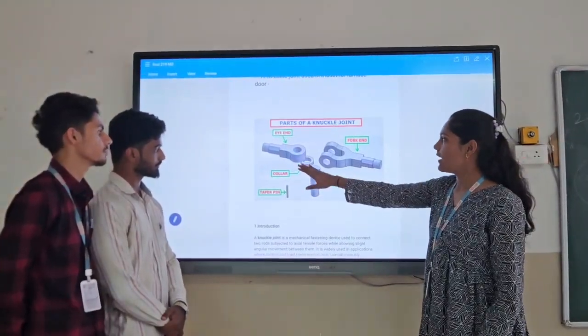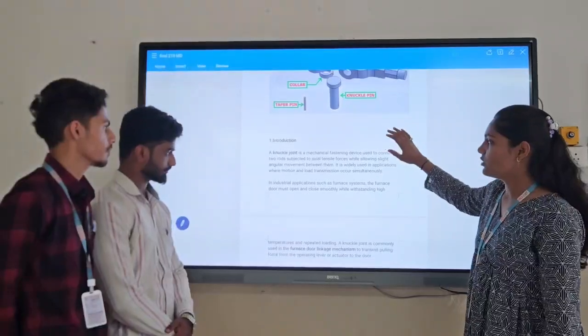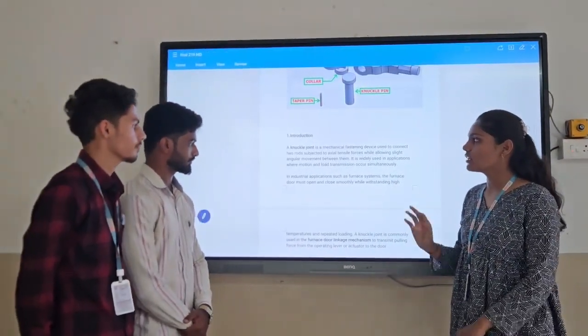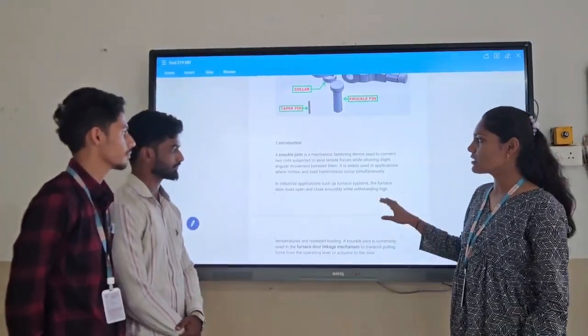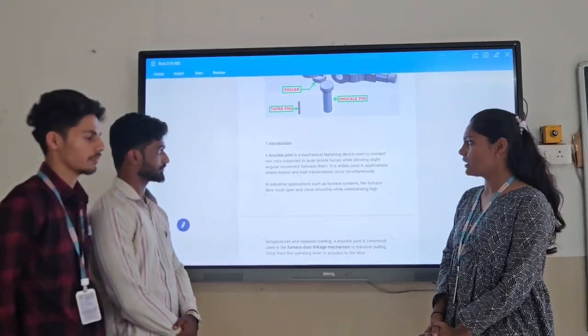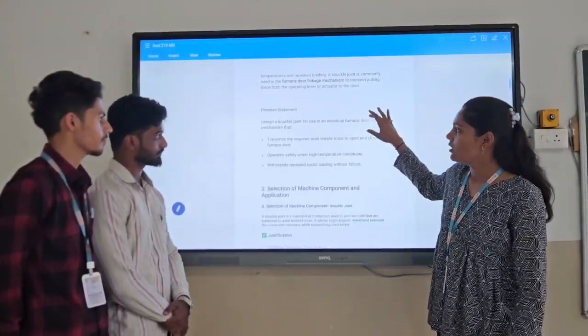Joint. These are the eye, fork head, knuckle pin, and collar and taper pin. So the introduction is the knuckle joint. It is a mechanical thrusting device whose rings connected to rods are subjected to tensile force and allow angular movement between applications.